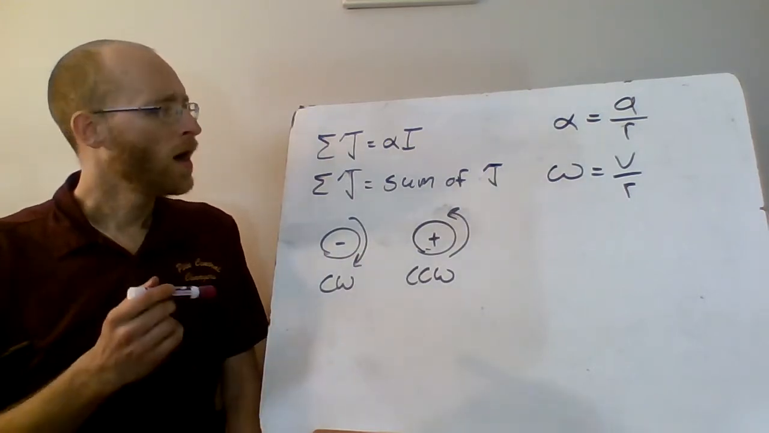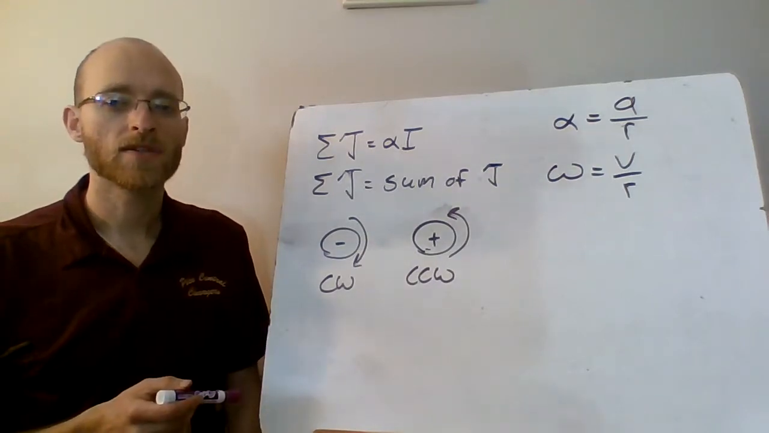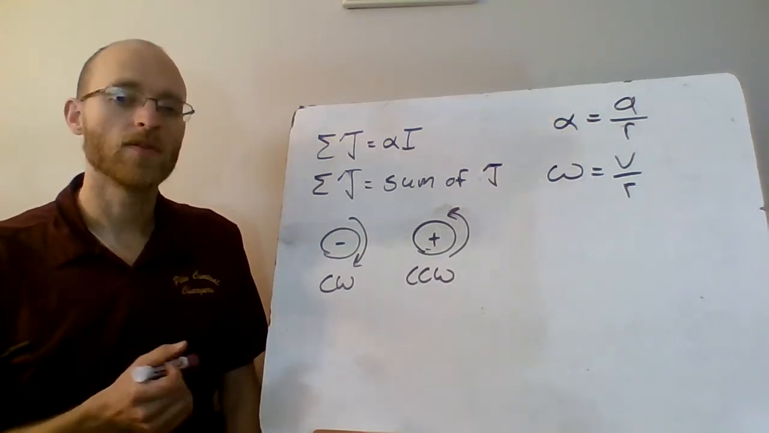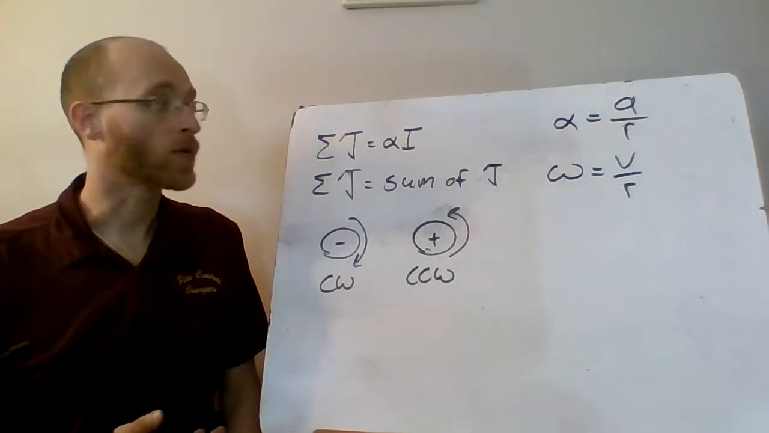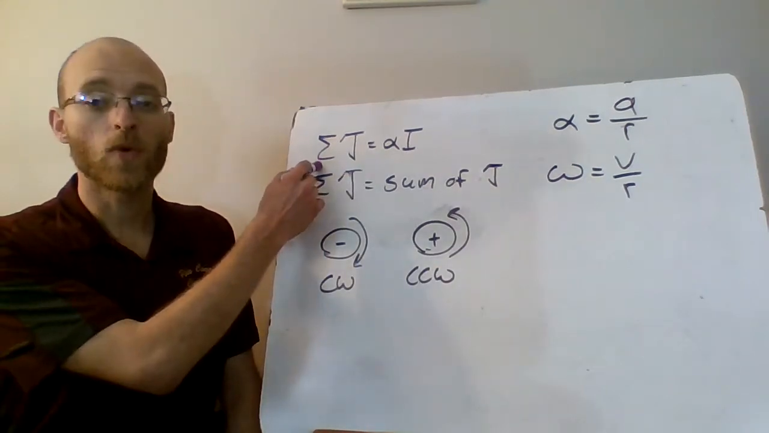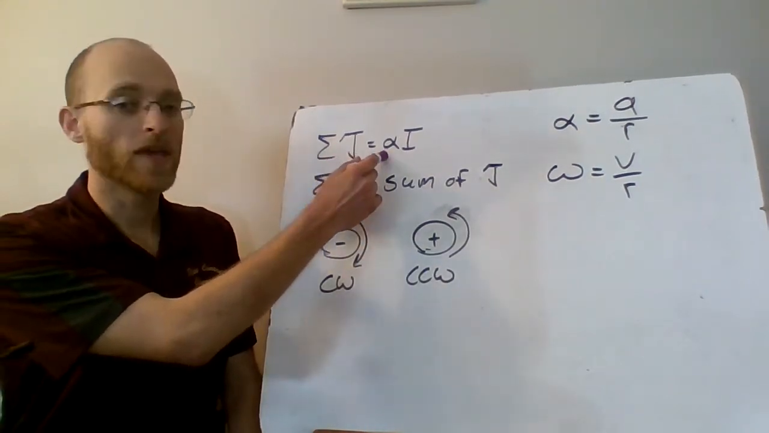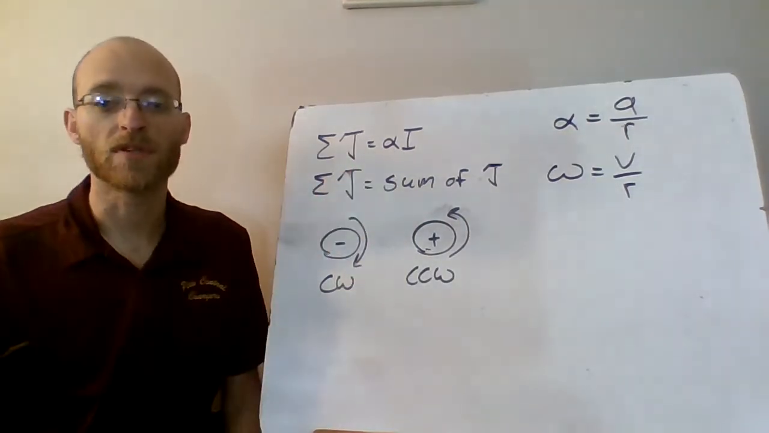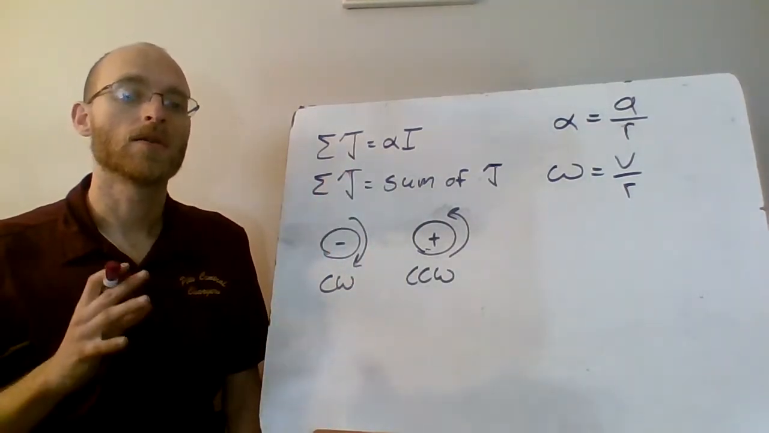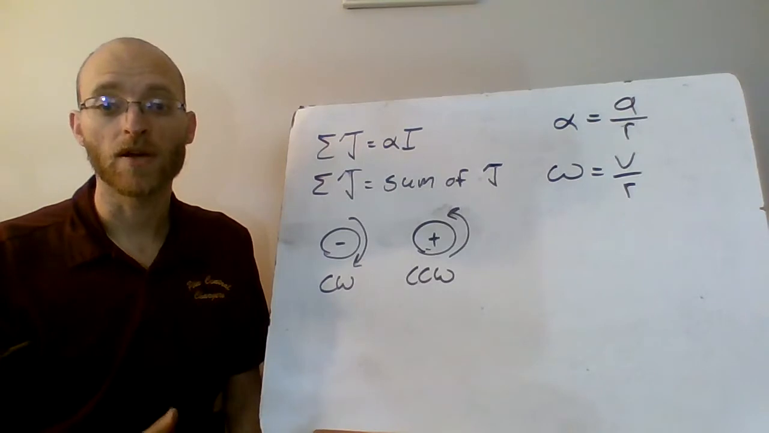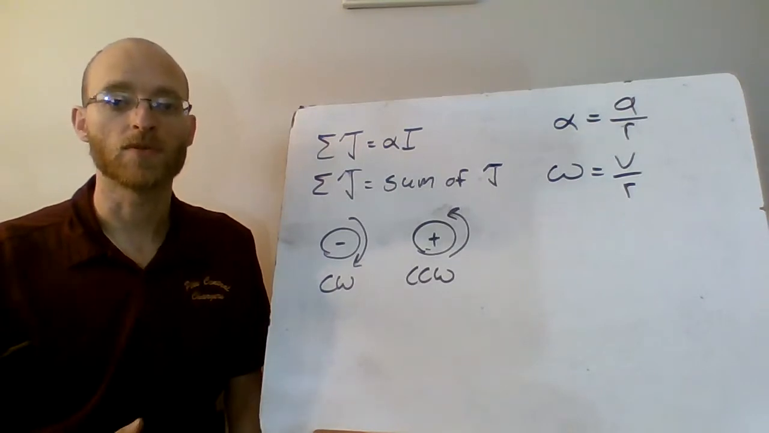So in my last presentation, we got Newton's second law applied to torques, and so we got that net torque is equal to angular acceleration times the moment of inertia. And we talked about how that's a parallel to Newton's second law of net force equals ma.